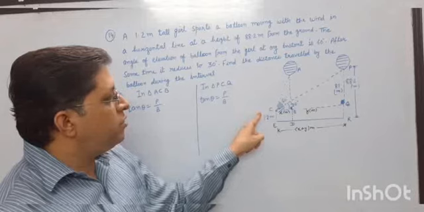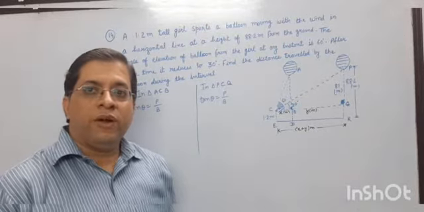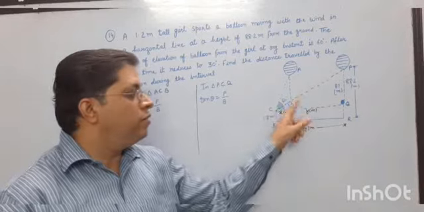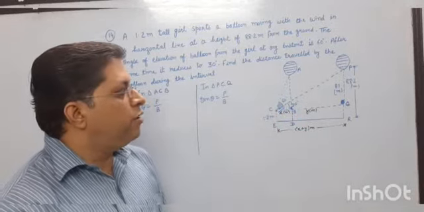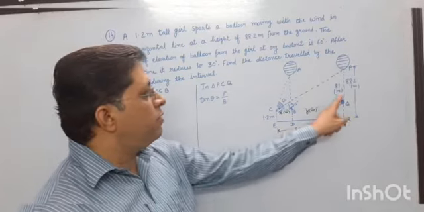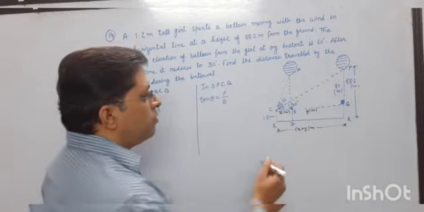ACB. PCQ. One angle is 60 degrees, the other is 30 degrees. It is very clear. Now two things are given to you. For PCB, the perpendicular is given and the base is given. This is the base.